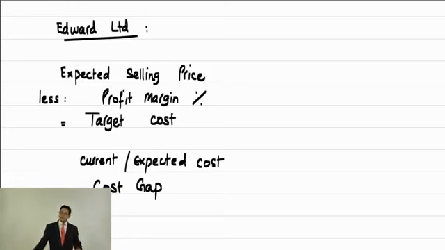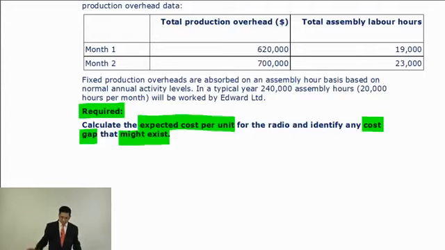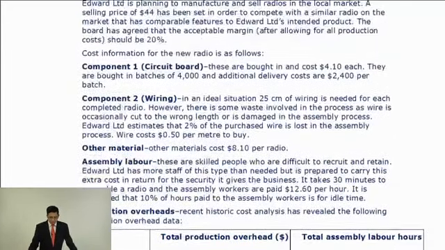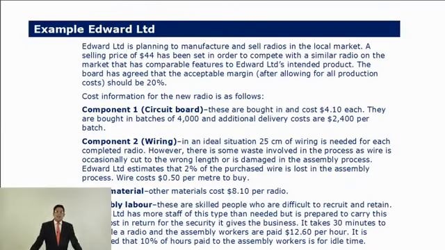Let's have a look at this information. Edward Limited is planning to manufacture and sell radios in the local market. The selling price of $44 has been set in order to compete with a similar radio on the market that has comparable features to Edward Limited. So, the selling price has been identified, which is $44.